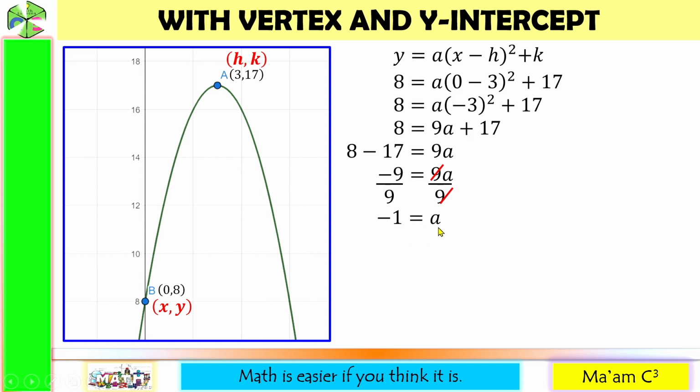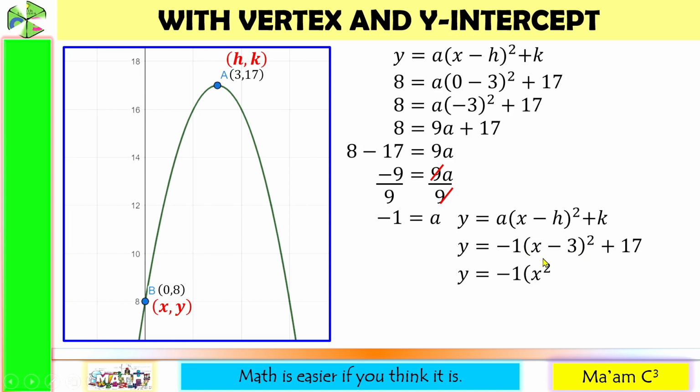Now that I already know the value of my a, I'm going to substitute this in my vertex form. So y is equal to negative 1, and then I have x minus h, minus negative 3, quantity squared, plus k, so plus 17. I'll expand this one first. This is x squared. 2 times x is 2x, times negative 3 is negative 6x. Negative 3 squared is positive 9. Copy plus 17. I'll distribute this negative 1.